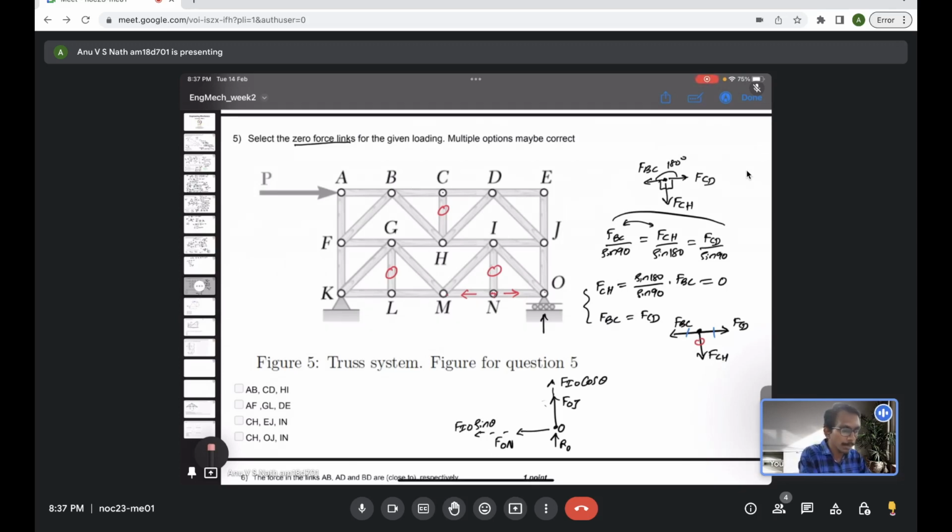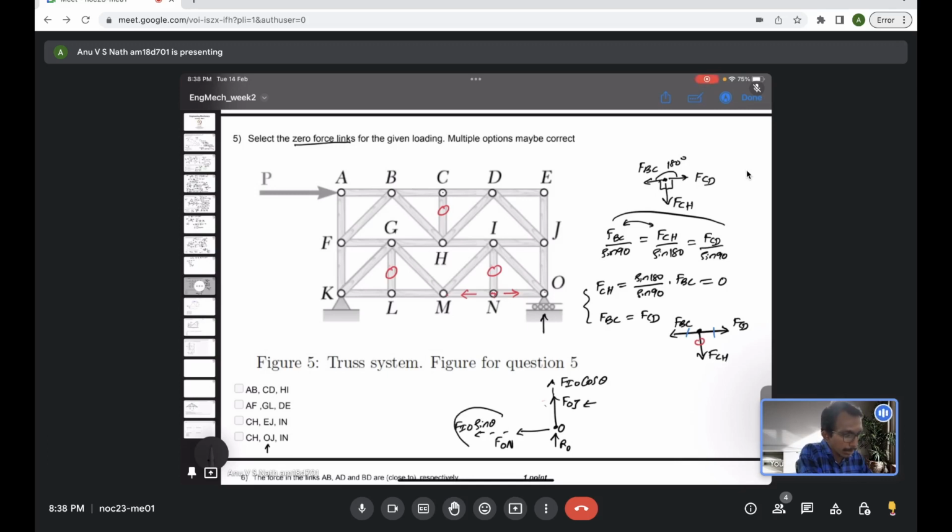So FIO sin theta in magnitude should balance with FON. The vertical forces, three forces are there: RO, the reaction at O, FOJ and FIO cos theta. So in general, theta here, if you see, it's 45 degree. You will find FIO to be... OJ is the one that we want to focus on.